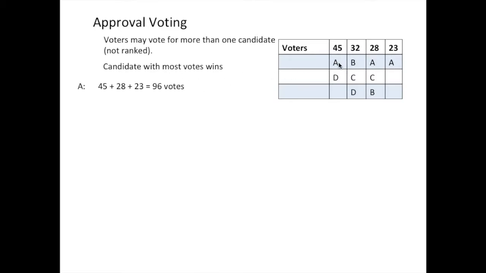A is getting 45 plus 28 plus 23. They got 96 votes. B is getting 32 plus 28, 60 votes. And C got 32 and 28. They also got 60 votes. D got 45 and 32, which is 77 votes. Who has the most votes? A, so A wins.